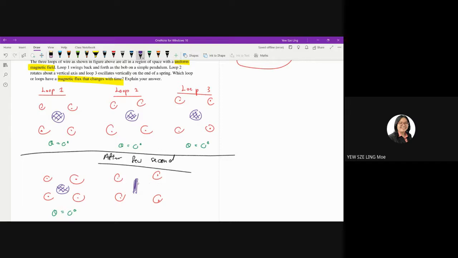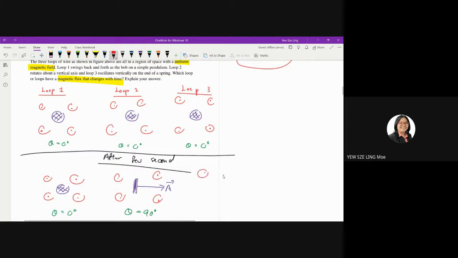So now what happened is that your vector A is going to the right. Just now your vector A was out of the page, but now your vector A is going to the right because it rotates. So in this case, the angle is now 90 degrees between B and A, because your B is out of the page and A is going to the right. Now they are perpendicular to each other.